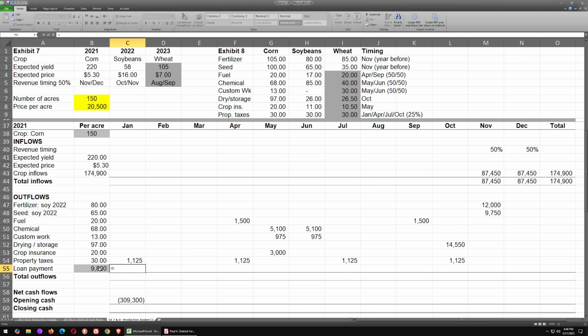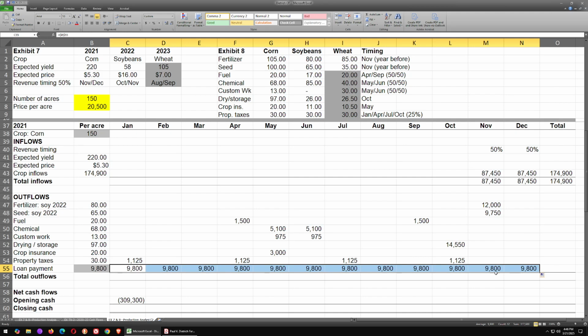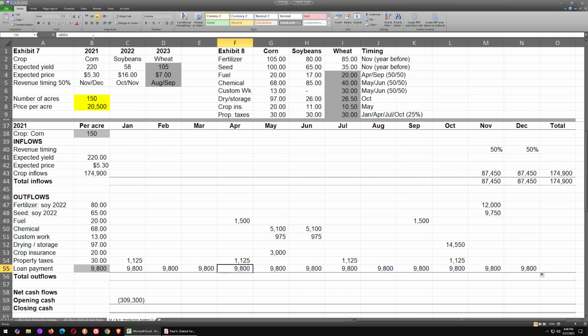You would do equals B55 and then hit F4 just once. You notice that there is a $ before the B and before the 55. What that represents is whatever target cell you're referencing, as you drag, it'll keep that target cell. So if I hit enter and drag it all the way to December, you notice no matter which one I do, it actually looks at the target cell. It's locked onto the target cell, no matter whether I drag it up and down vertically or horizontally.